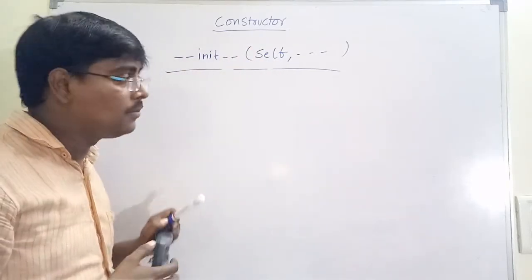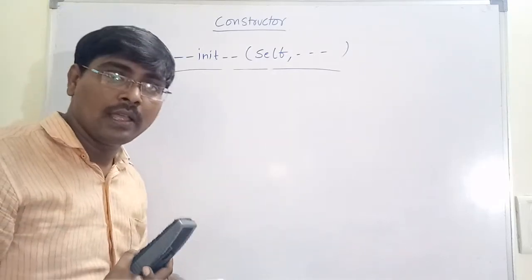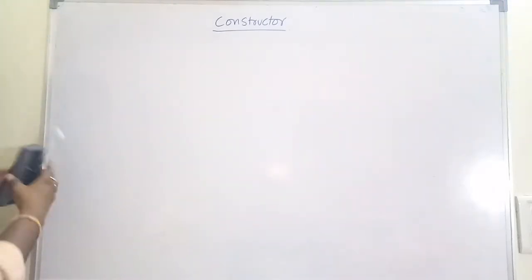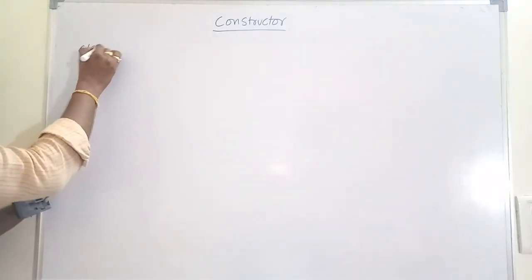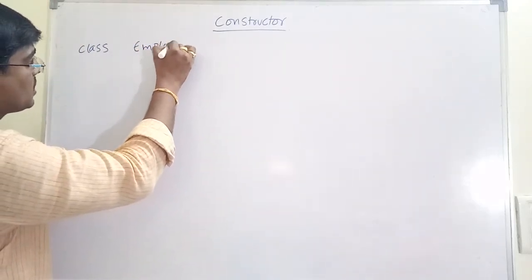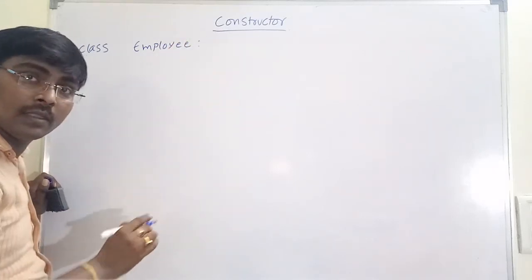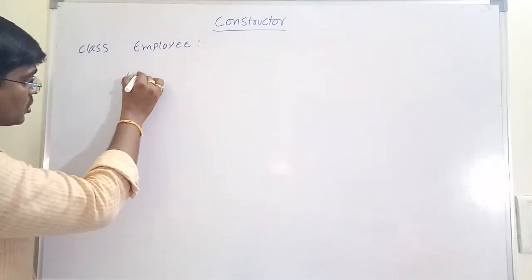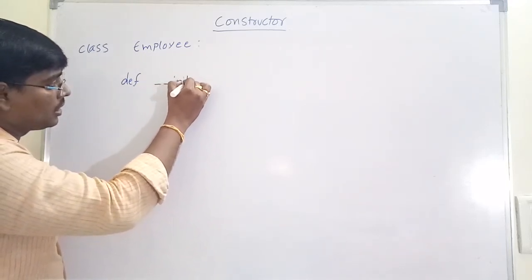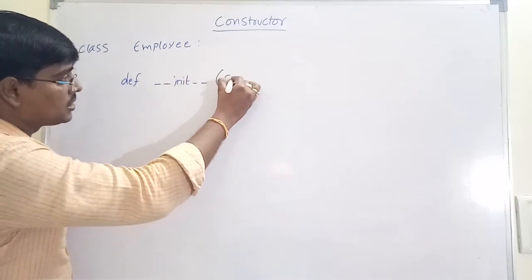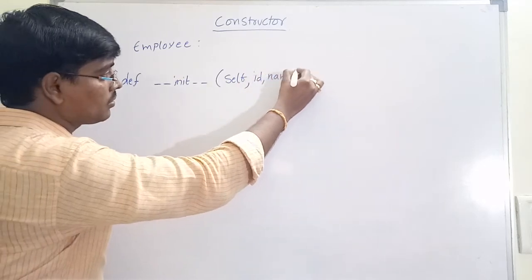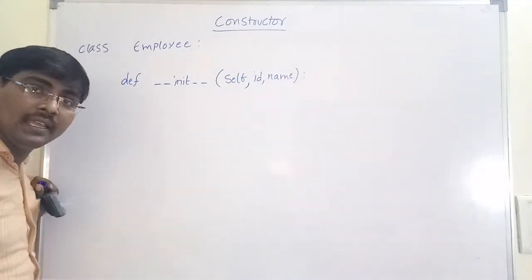Now consider an example of how to create a constructor and initialize the variables. We already discussed the example. Consider the same example, class Employee. In this I am creating a constructor, def __init__(self, id, name), passing 2 variables, id and name.